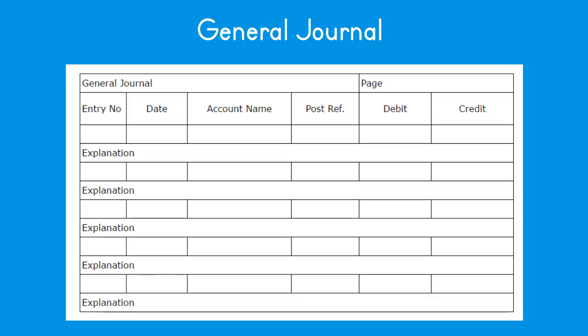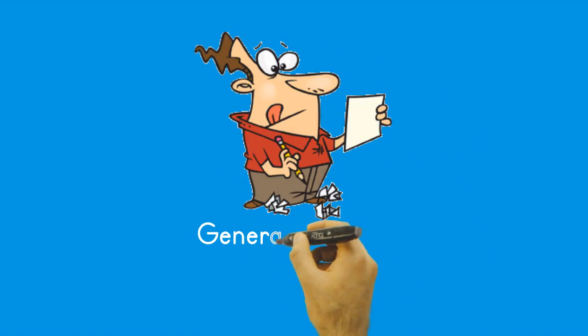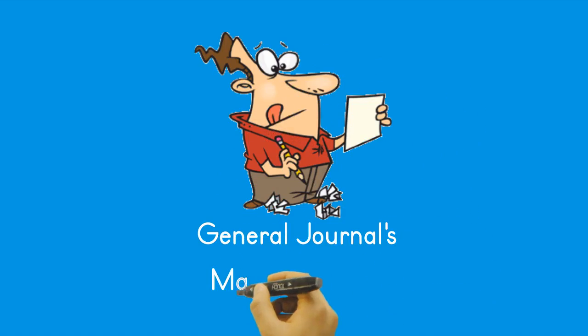Description column for the account name. Posting reference to provide information that the entry has been posted to the general ledger. Debit column for the amount debited and a credit column for the amount credited. Explanation for the entry.